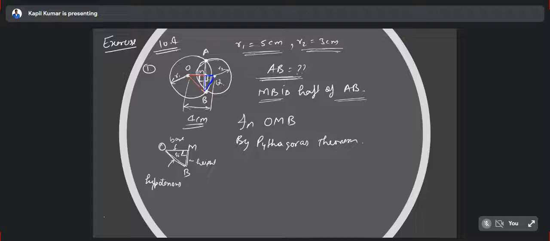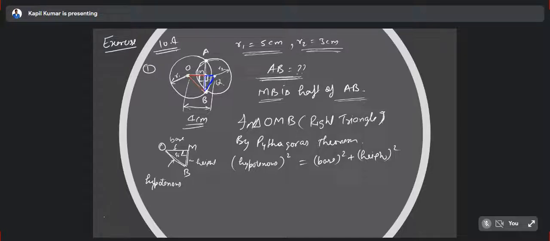So if you want to remember, just remember it like this: hypotenuse square is equal to base square plus height square. Okay, hypotenuse square is equal to base square plus height square, and it applies only in a right triangle. So we can also write that in triangle OMB, which is a right triangle. Right triangle means one of the angles is 90 degrees.